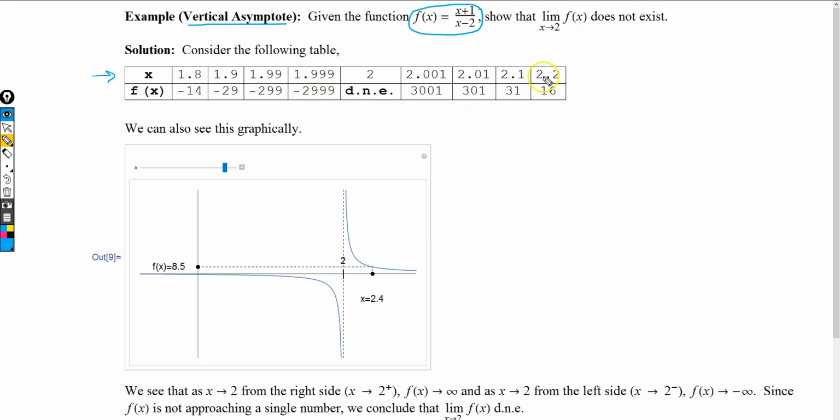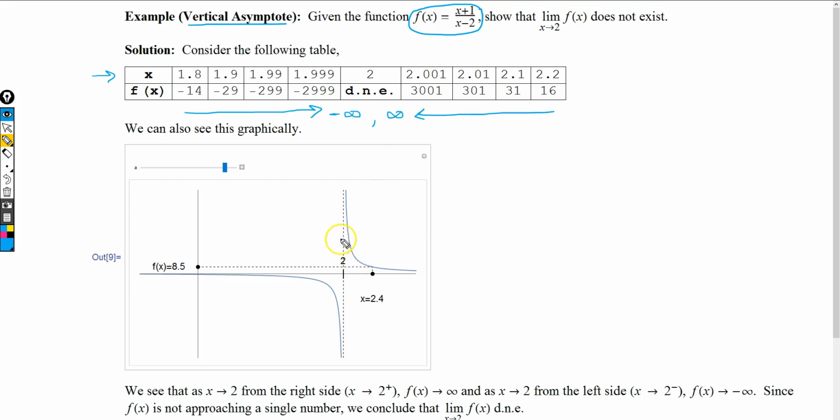And as x approaches 2 from the right side, the function values are getting infinitely large in a positive sense. So we see that the function values in one direction, as x approaches 2 from the left, f of x is approaching negative infinity, it looks like. And as x approaches 2 from the right, our function values are approaching positive infinity. Well, obviously, infinity is not a number to begin with, and it's approaching two different types of infinity, so this is a very bad type of does not exist.